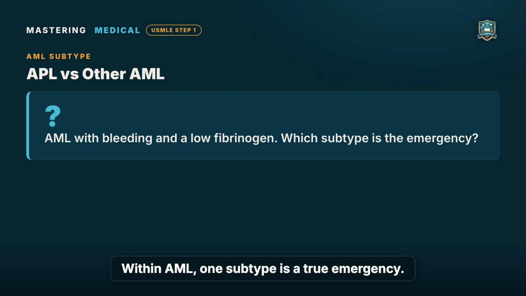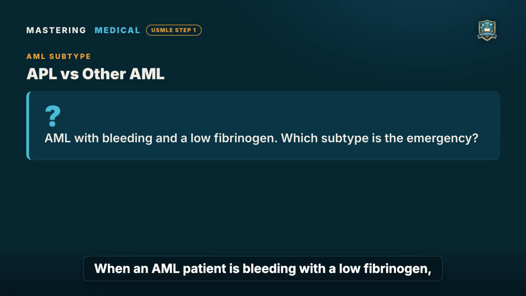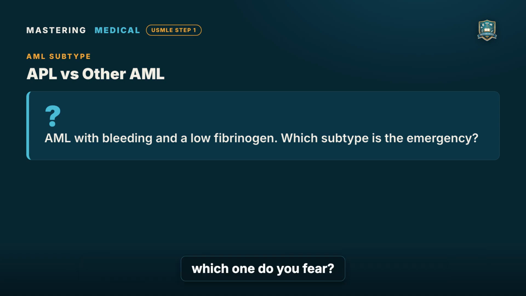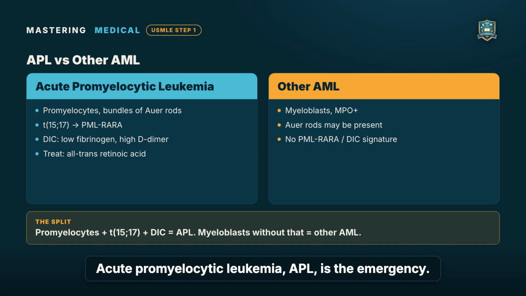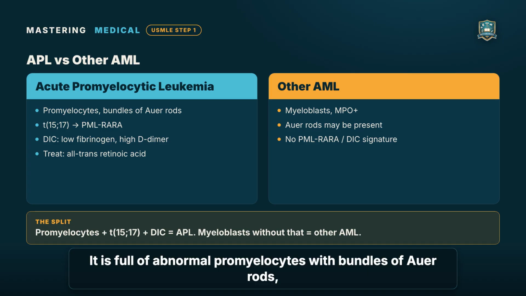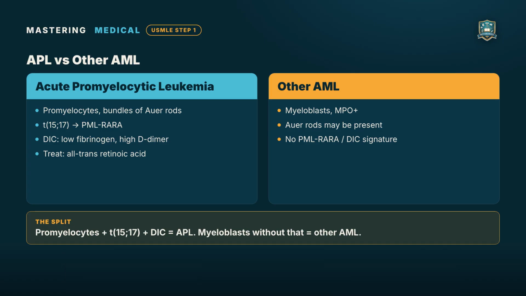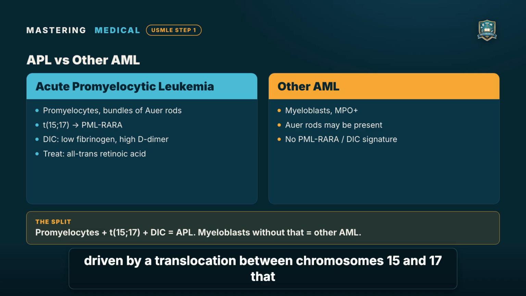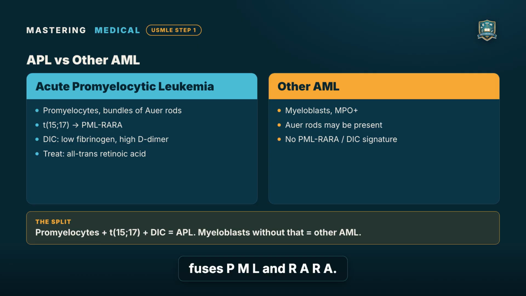Within AML, one subtype is a true emergency. When an AML patient is bleeding with a low fibrinogen, which one do you fear? Acute promyelocytic leukemia, APL, is the emergency. It is full of abnormal promyelocytes with bundles of Auer rods driven by a translocation between chromosomes 15 and 17 that fuses PML and RARA.